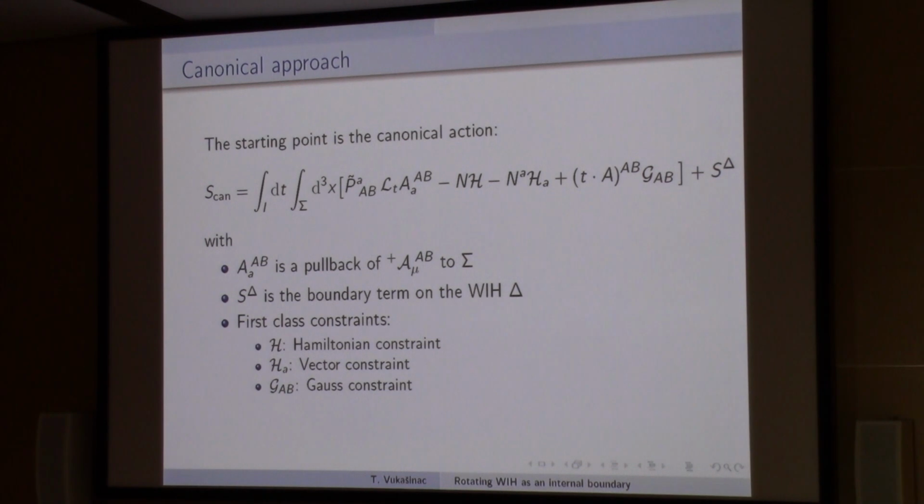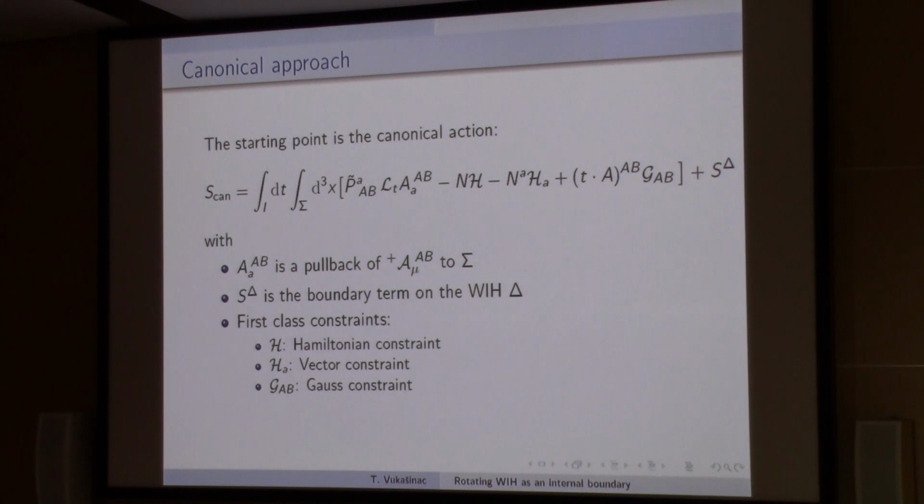Well, what happens in the canonical approach? The starting point is a canonical action, and the first part is that one has to do a 3+1 decomposition of the fields. In this case it is relatively easy to do because the pullback of the four-dimensional connection to sigma, to the Cauchy surface, is again a connection. So that's a nice property of this action in self-dual variables.